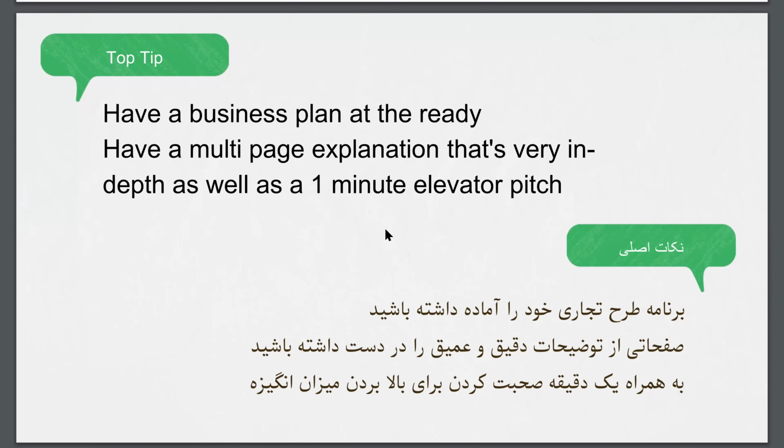And then a top tip: if you have a business plan at the ready, have a multi-page, in-depth explanation, as well as a 1-minute elevator pitch, so that you can explain your idea either way. Make the pitch motivating, so that it encourages people to want to invest.